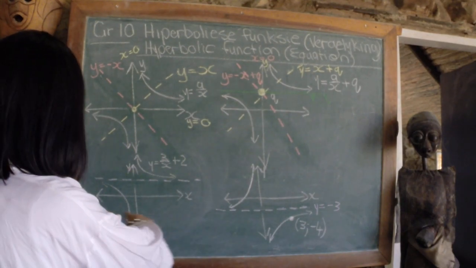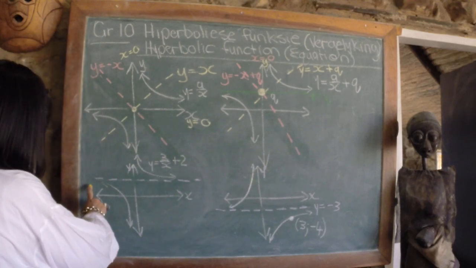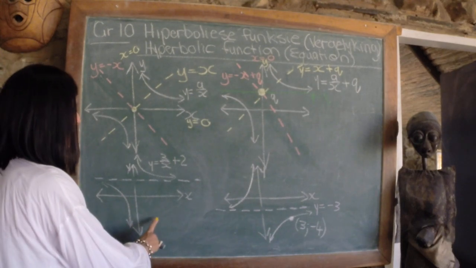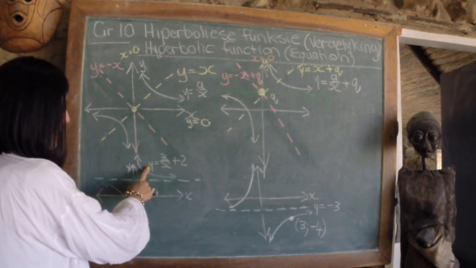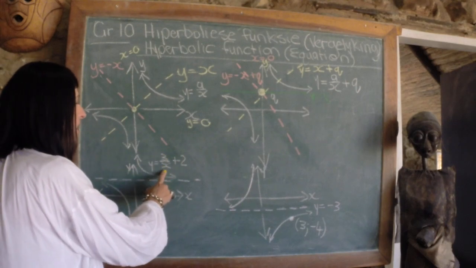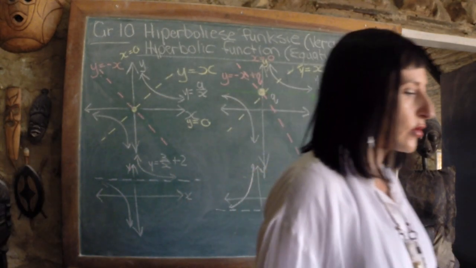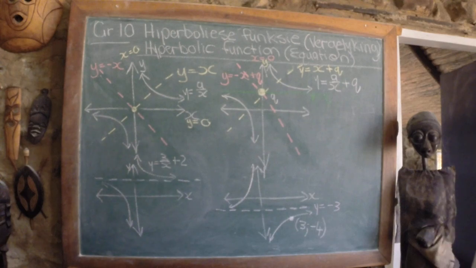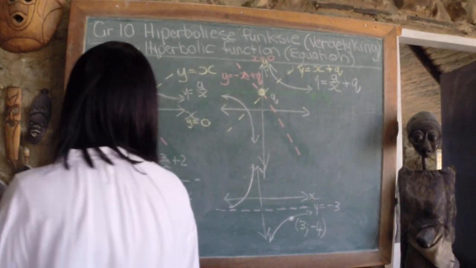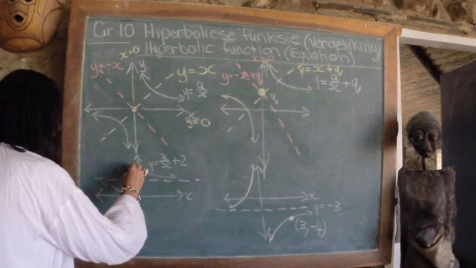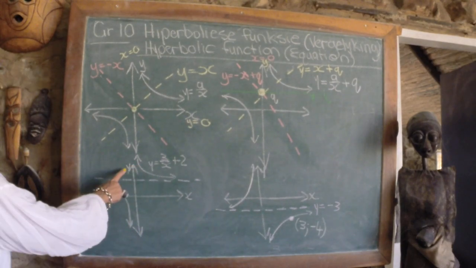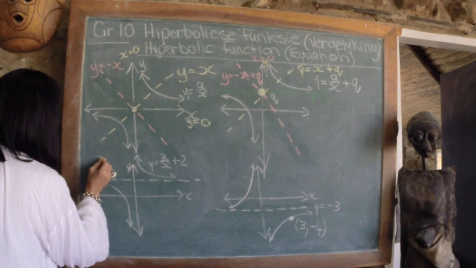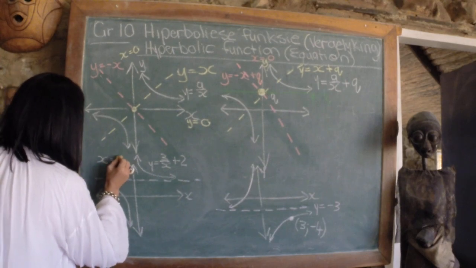Hier het ons twee sketse van hiperbole. Hierdie ouetjie is 'n positiewe hiperbool en ons kan duidelik sien that it shifted 2 units upwards. So sy naam is y is gelyk aan 3 op x plus 2. Kom ons kyk wat word gevra. Die eerste vraag is, bepaal die vergelykings van die asymptote. Determine the equations of the asymptotes. Nou juffrou het gesê, in graad 10 bly my y-as altyd die vertikale asymptoot. So sy vergelyking is, x is gelyk aan 0.